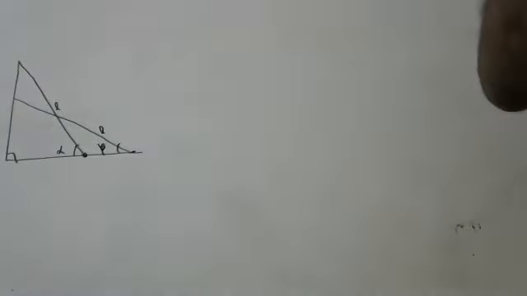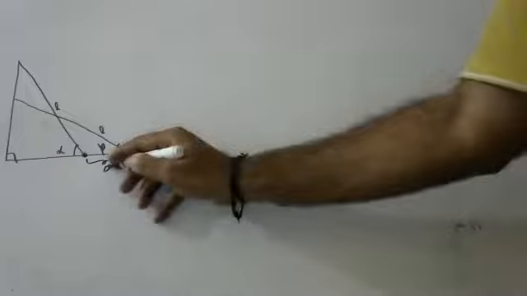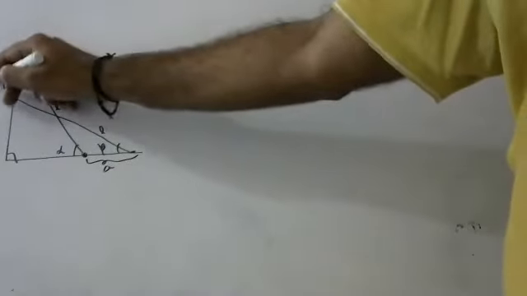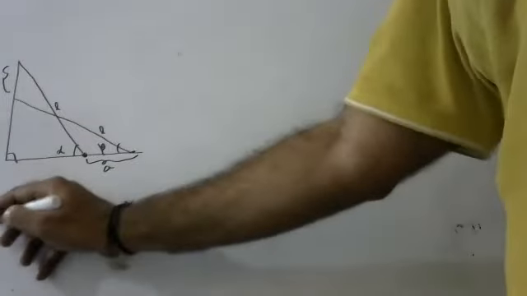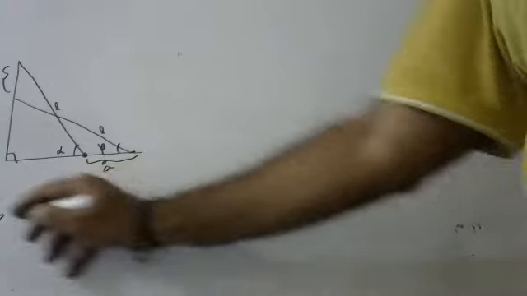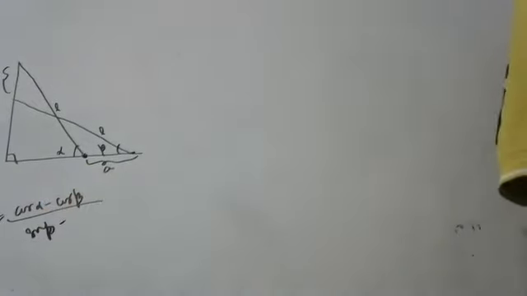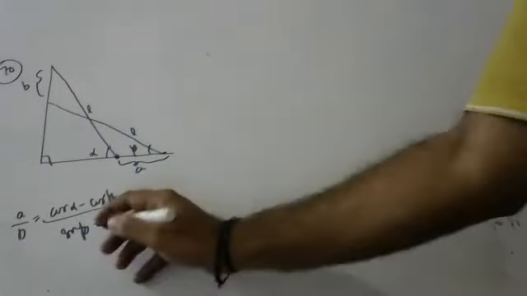So how much did they pull this? If the foot is pulled away by A, it came down by B. Prove that A by B is equal to cos alpha minus cos beta by sin beta minus sin alpha.